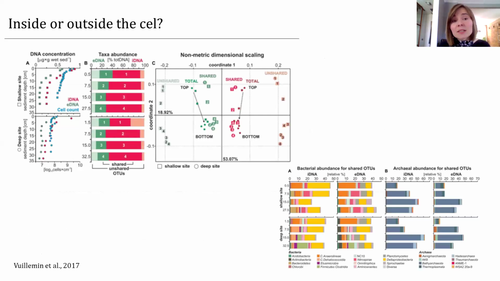Here's one example of a study where the authors prepared independent extractions of DNA that is extracellular, so the DNA that is in the environment, and the intracellular DNA, the DNA that is also in the environmental sample, but it's within the living cells, inside the organisms. You can see that the abundance of DNA of this extracellular eDNA and iDNA, intracellular DNA, is pretty different, and also the taxonomic composition was pretty different, so we can nicely distinguish these two communities in the same environmental sample.